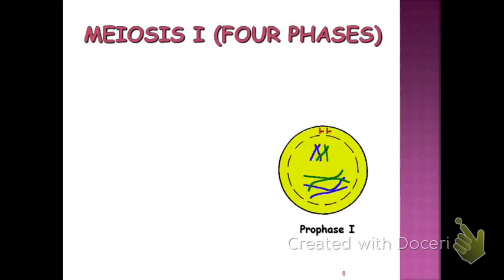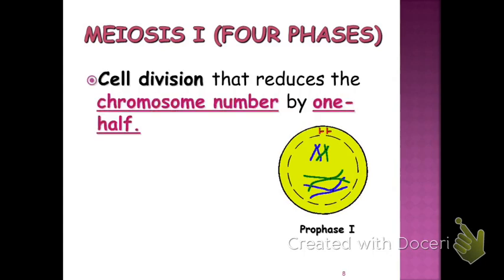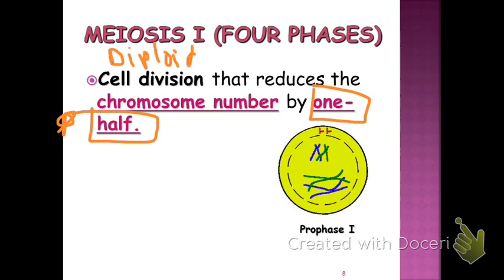Right, meiosis 1 is going to occur in 4 phases, and this is when we're going to reduce our chromosome number by 1/2. Okay, so this is important. I want you to highlight this, or box it, or star it, or something. So after meiosis 1, okay, this is when we go from diploid to haploid cells. At the end of meiosis 1, we're going to have haploid cells, no longer diploid.